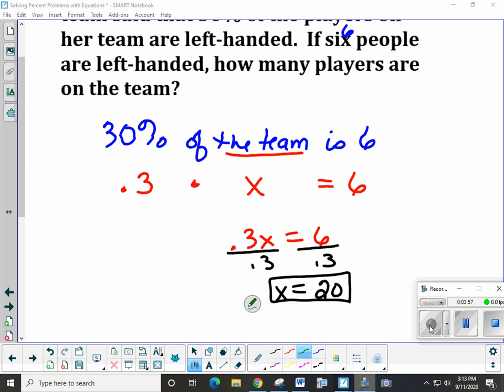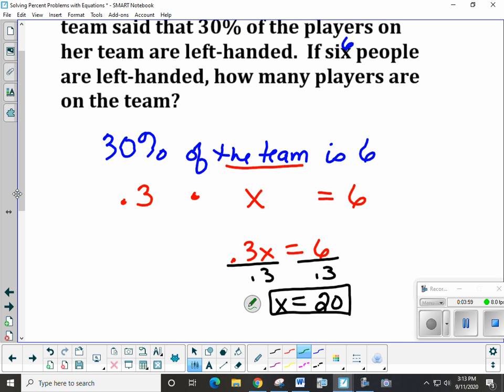Okay, so I wrote 30% of the team is 6. You could say 30% of the team is left-handed and then put 6 in place of the left-handedness. 30% is 0.3. We don't know how many are on the team, so that's my x. Is 6 means equals 6. Mush that stuff together to make a nice pretty equation. Divide both sides by 0.3. They cancel to give you 1x is equal to 20. So there are 20 people on that basketball team.